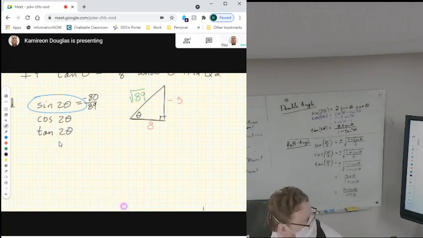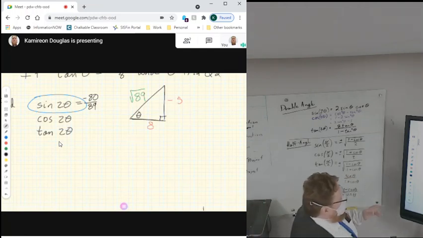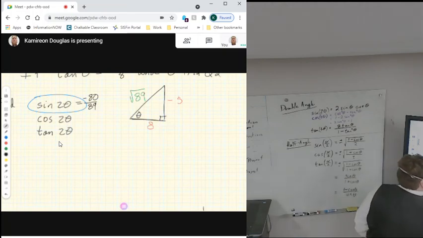Let's do part two. Cosine of 2 theta. So we've got the picture. We've used Pythagorean's theorem. That's good so far. Now I need to find cosine of 2 theta. So I'm going to go down here. Cosine of 2 theta.